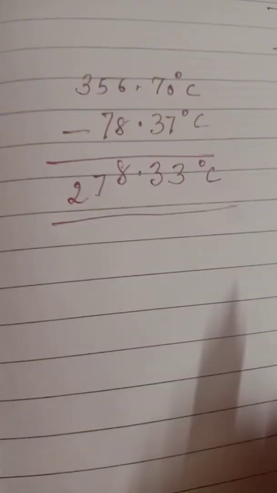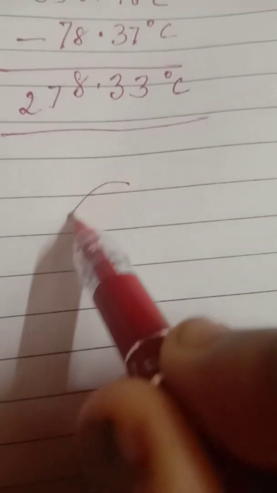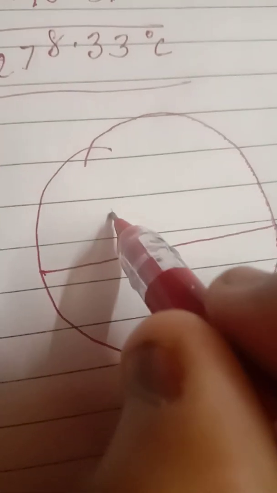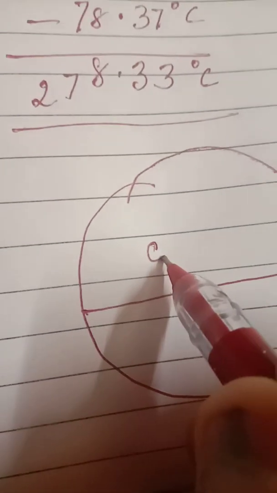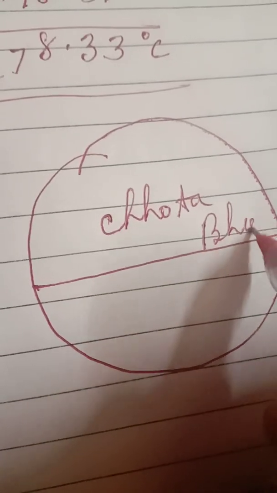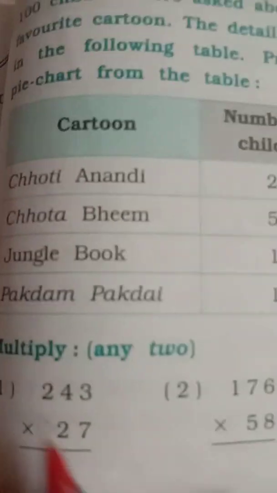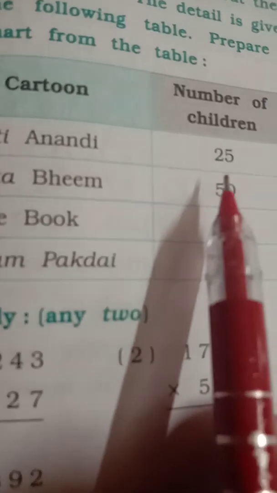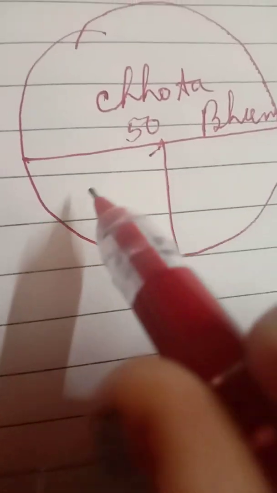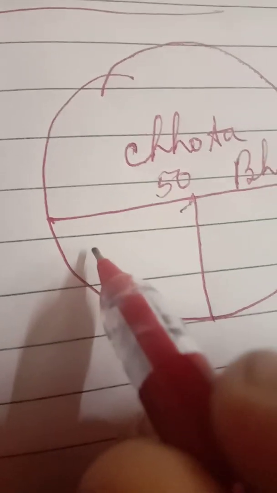So we have to draw this way. First make a circle. 50% छोटा भीम. So right over here छोटा भीम, 50. Next, it is Choti Anandi, that is 25. So rest 50% divided into 2 equal part. It is Choti Anandi.